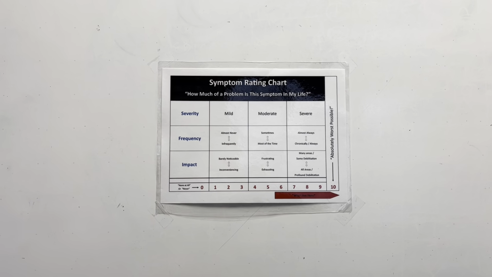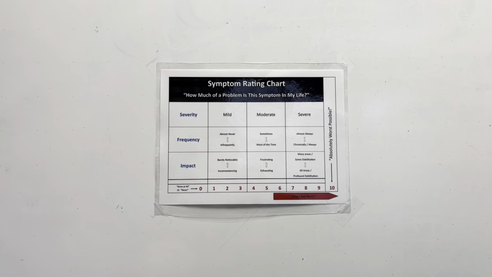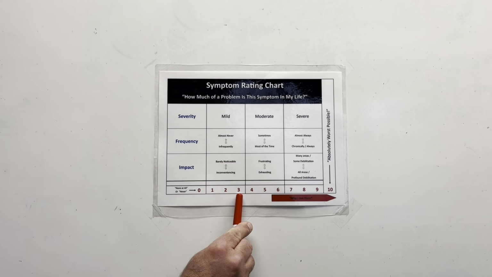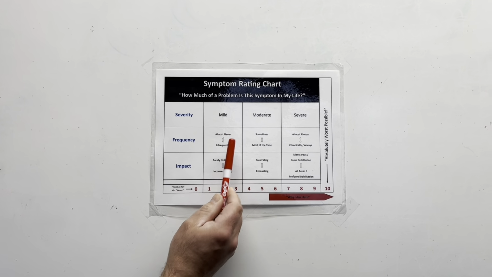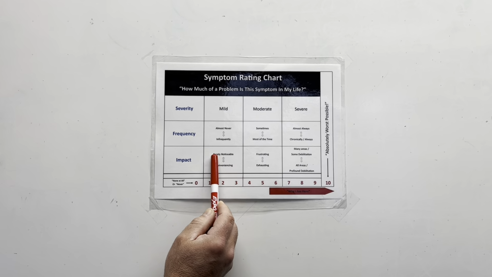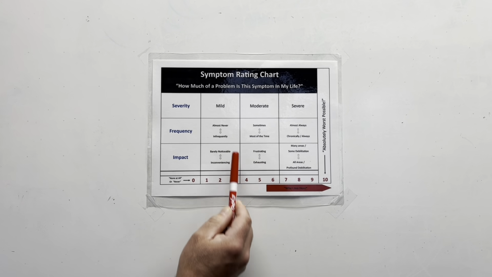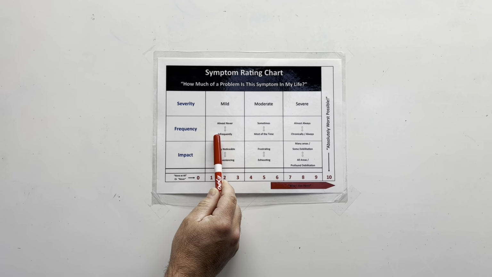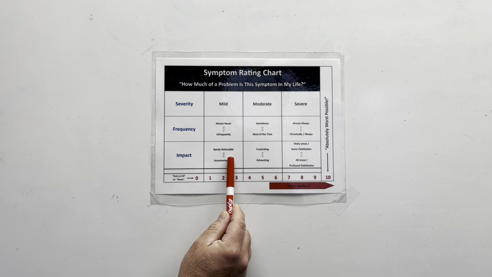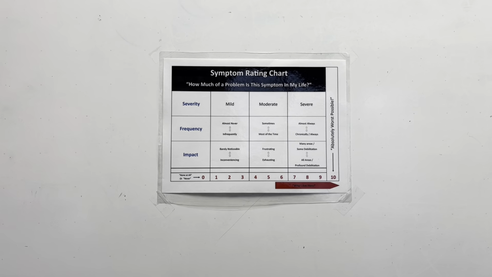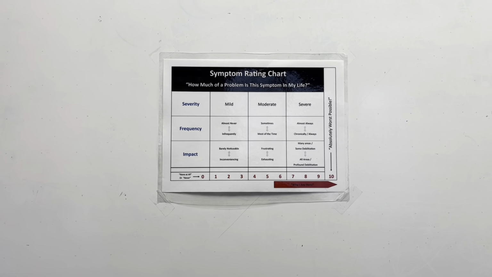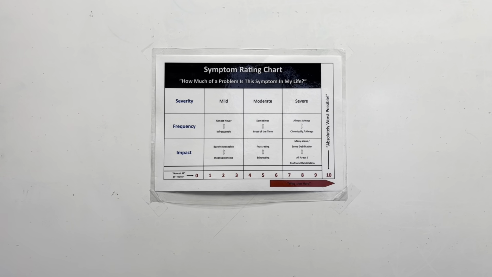So if you think automatically off the bat, it's a mild symptom, it will be in the 1, 2, or 3 category. Ones for frequency are almost never. The impact of a 1 on your life is barely noticeable. So a 3, while still mild, would be characterized as infrequent and inconveniencing. These are the kinds of symptoms that you're pretty sure are there and you know they're there, but they're okay. You can handle them just fine.